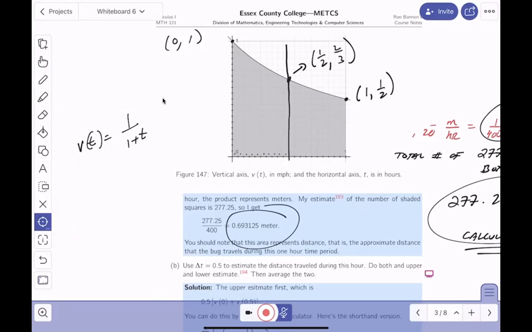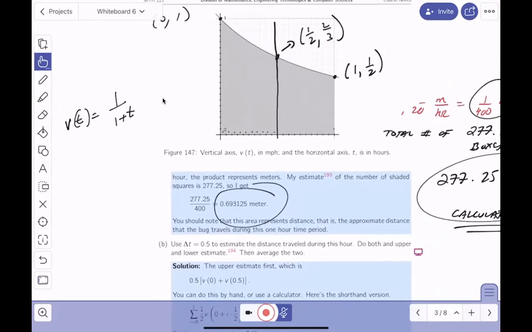Let me remind you what I did. I took this thing, I plugged the half in. 1 plus a half is 3 halves. 1 divided by 3 halves is 2/3. Now, by the way, we're not trying to confuse you. We're trying to encourage you to read and understand what you've read. All right, whoops, sorry about that. So what does it say? Estimate the distance traveled during this hour. Do both upper and lower estimates.